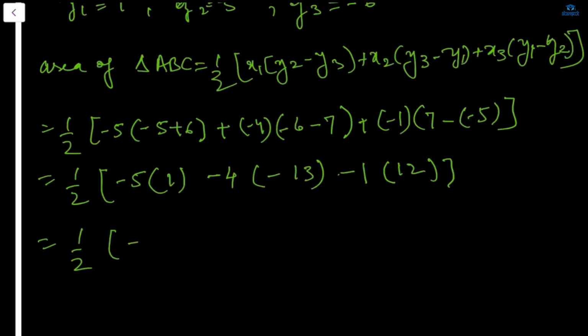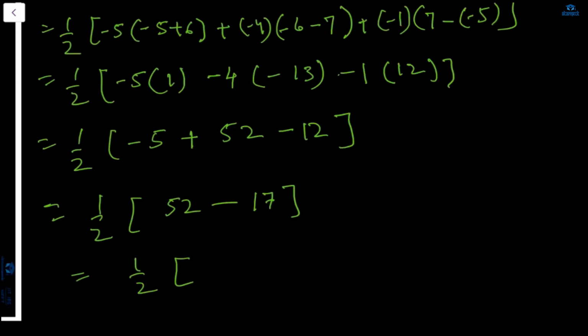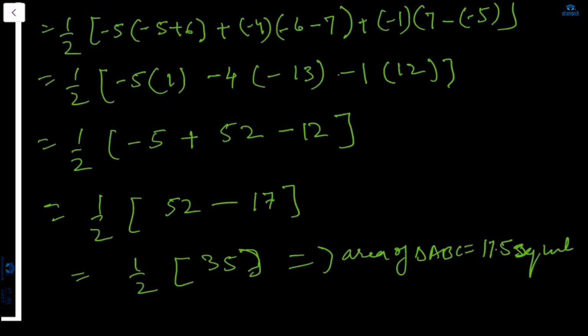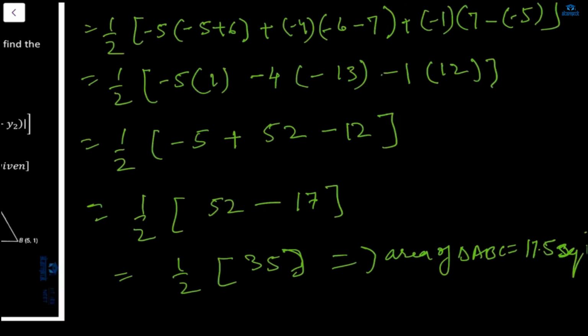So it will be -5 plus, okay? Okay, so we have got this value. So what we will get? 35. So the final answer that you are going to get is area of triangle ABC is equal to 17.5 square units. Okay, understood? You just have to put the value in the formula.